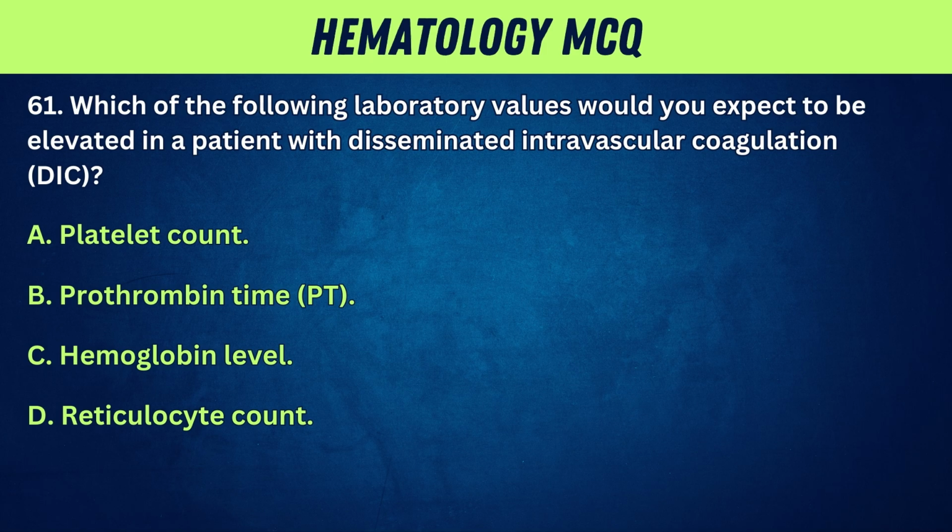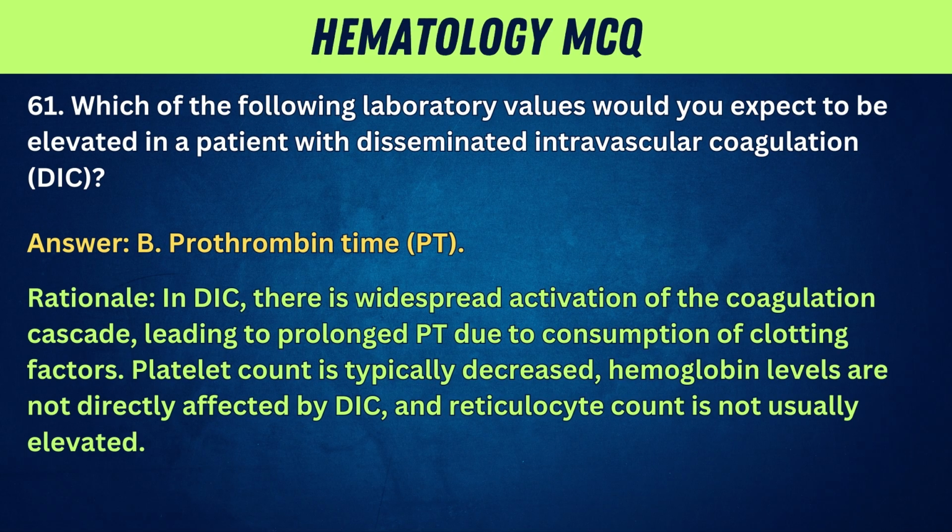61. Which of the following laboratory values would you expect to be elevated in a patient with disseminated intravascular coagulation (DIC)? A. Platelet count. B. Prothrombin time (PT). C. Hemoglobin level. D. Reticulocyte count. Answer: B. Prothrombin time (PT). Rationale: in DIC, there is widespread activation of the coagulation cascade, leading to prolonged PT due to consumption of clotting factors. Platelet count is typically decreased, hemoglobin levels are not directly affected by DIC, and reticulocyte count is not usually elevated.